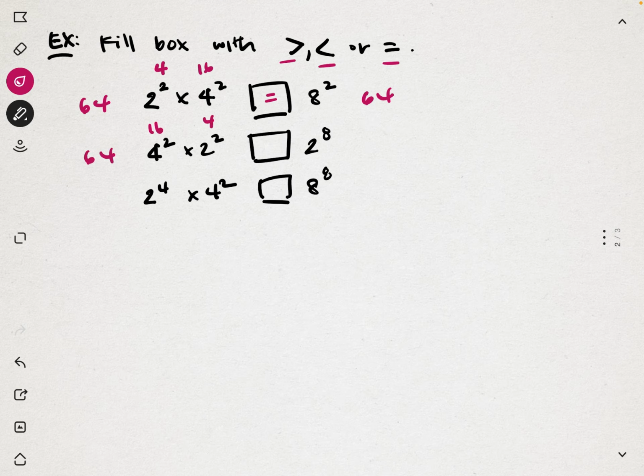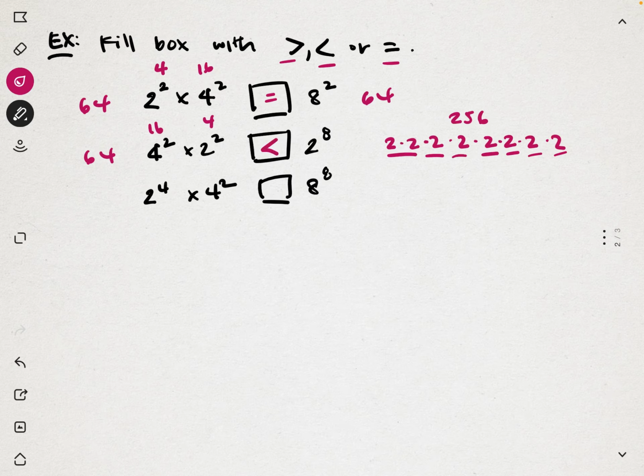Now 2 to the 8th. All right, we can do that, or you can do it in your calculator, but this way is fine. So this is going to be 4 times 2 is 8, times 2 is 16, 32, 64, 128, 256. So this is 256. And we can definitely see that 64 is less than 256.